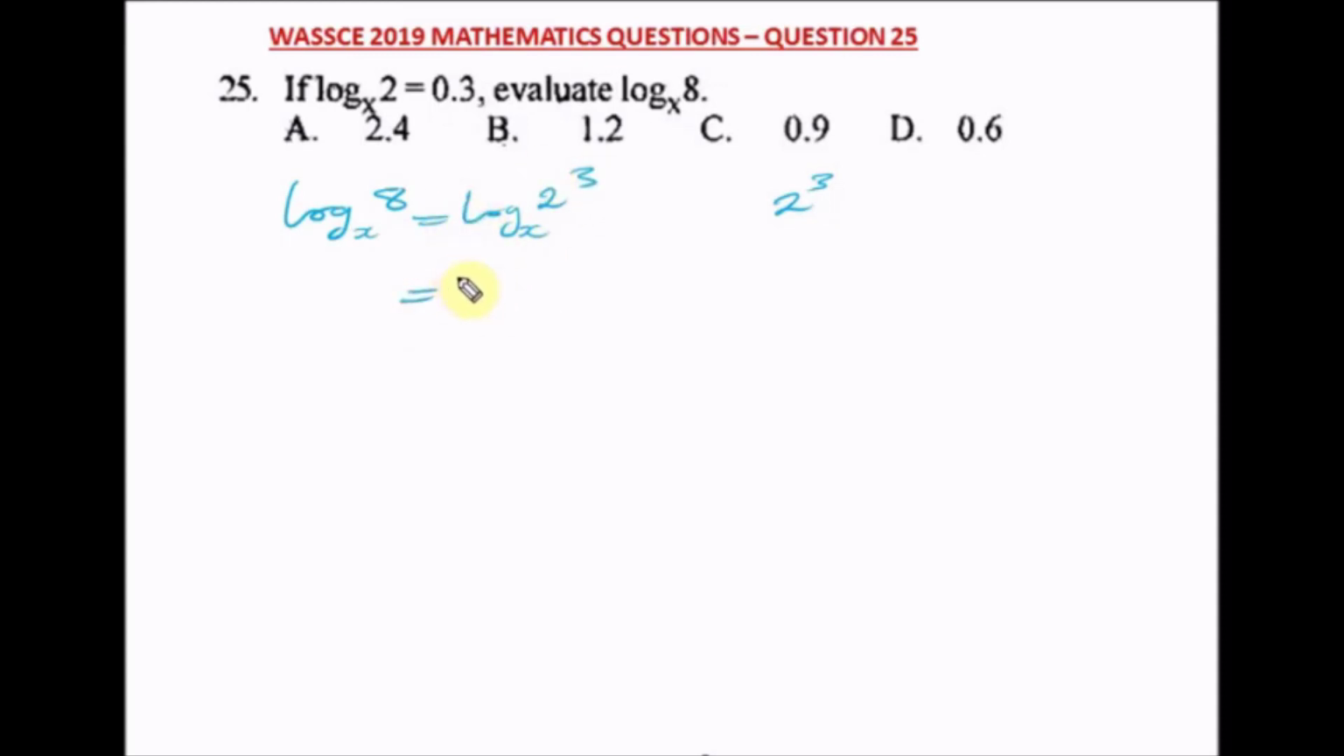Remember your simplification of logarithms. So we have 3 log 2 base x. And from here, we've been given that log 2 base x is equal to 0.3. So just put in the value of 0.3 here. So we have 3 times 0.3, and what is 3 times 0.3? That will give us 0.9. So this is our answer, and our right option here is option C.